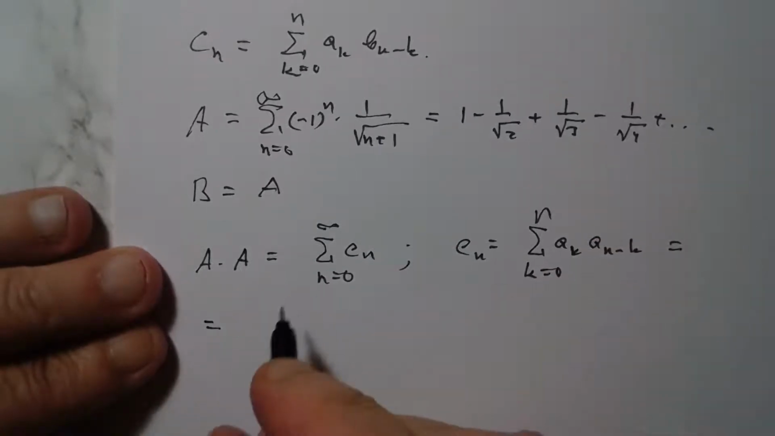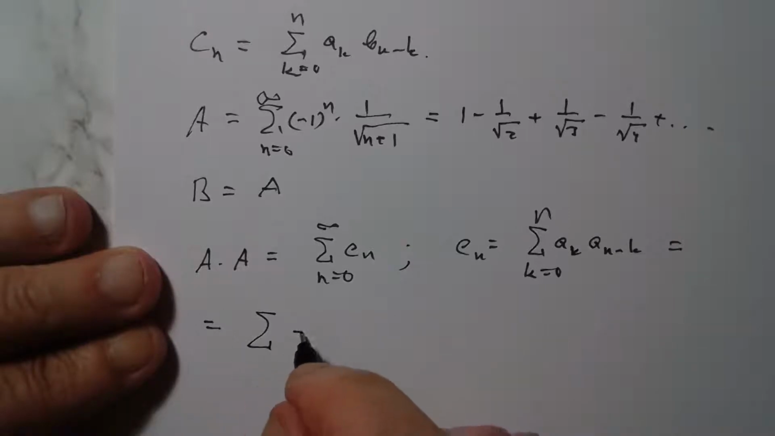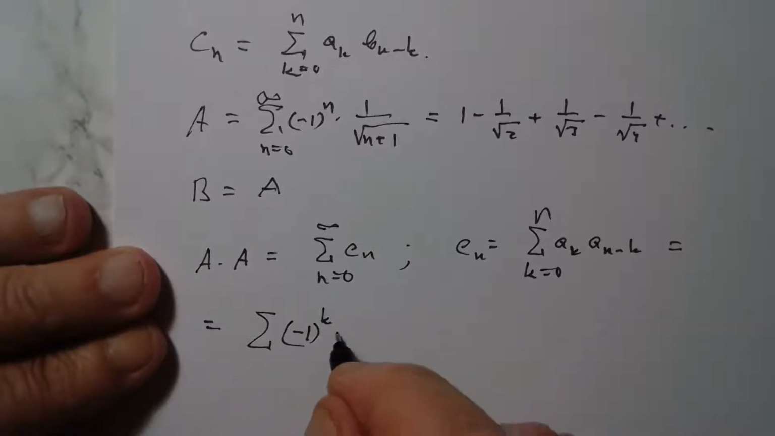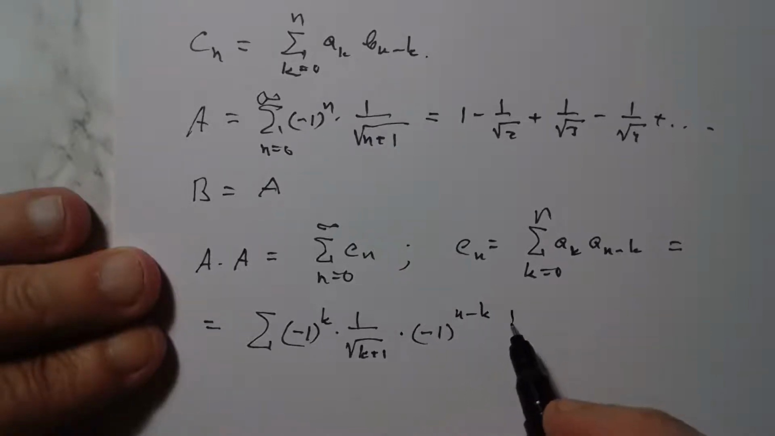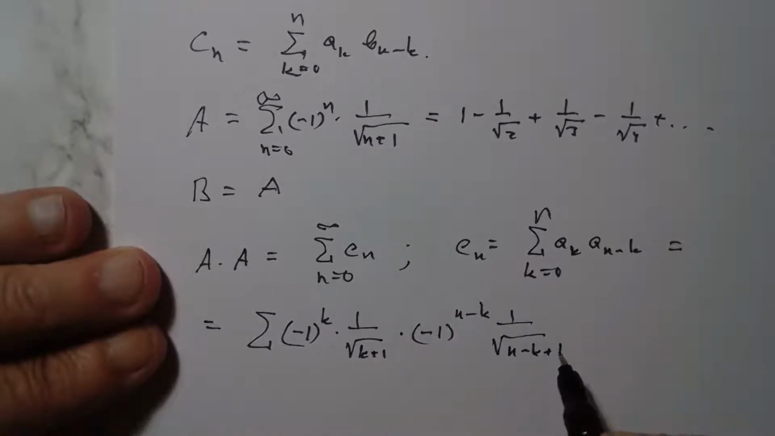That gives me, so a_k, I will have minus 1 to the power k times 1 over square root of k plus 1. Agree? This is my a_k. And then I have to multiply it by minus 1 to the power n minus k, 1 over square root of n minus k plus 1.